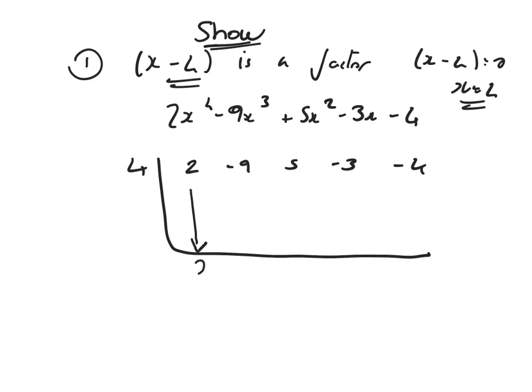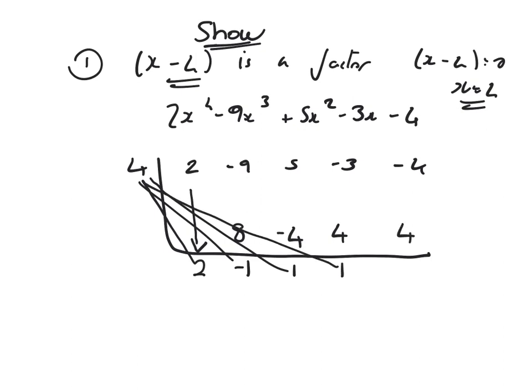So we drop the 2 down, and then it's 2 times 4 is 8. 8 minus 9 is minus 1. Minus 1 times 4 is minus 4. Minus 4 plus 5 is 1. 1 times 4 is 4. 4 minus 3 is 1. 1 times 4 is 4. And then 4 minus 4 is 0.